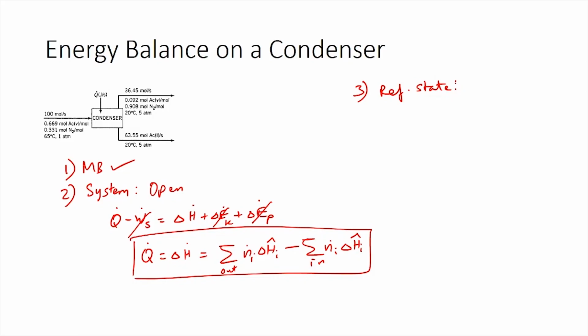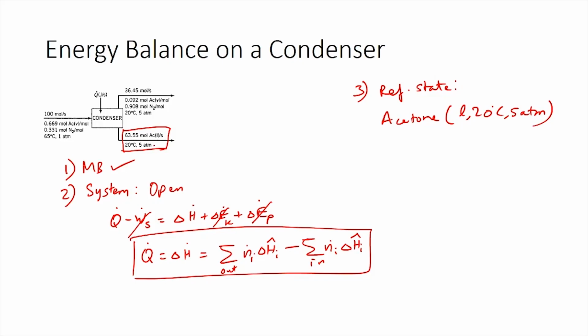With that in mind, I have identified the reference state for acetone as liquid, 20 degree Celsius, 5 atmospheres. This would be the reference state of the outlet stream of acetone liquid leaving the condenser. So, I have used this as the reference state. The change in specific enthalpy for the liquid acetone stream leaving, with respect to the reference state, would be 0. So, that would be one lesser calculation for me.